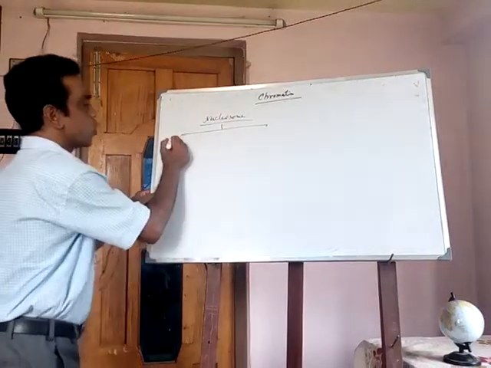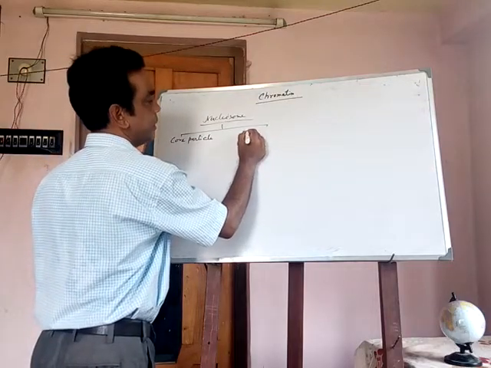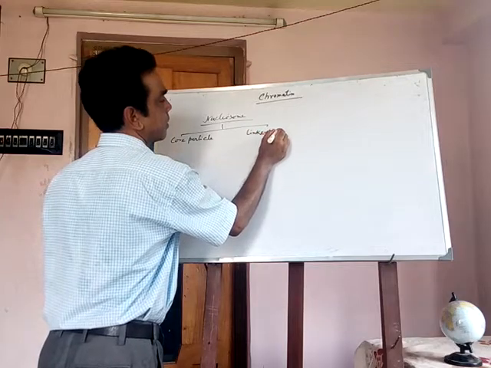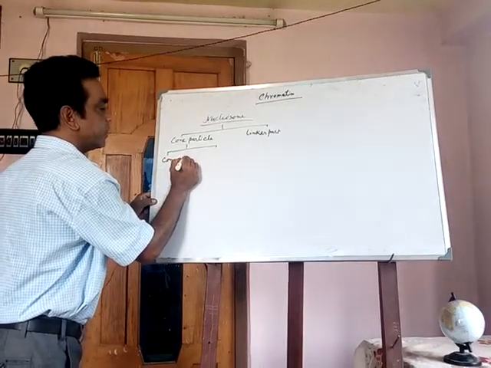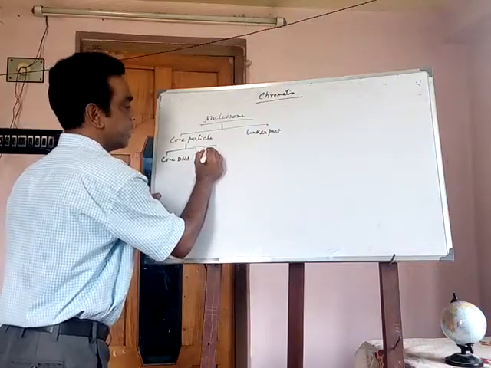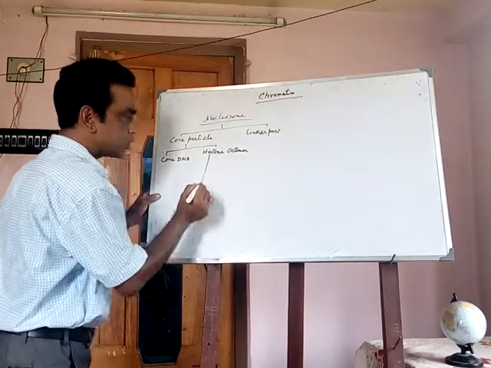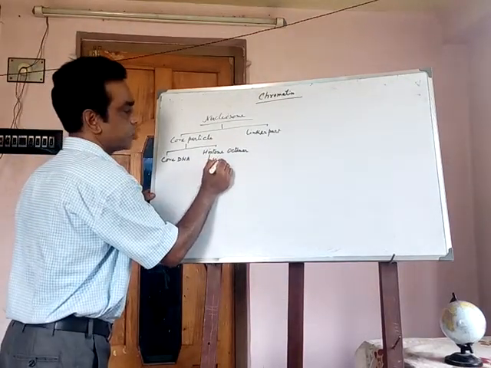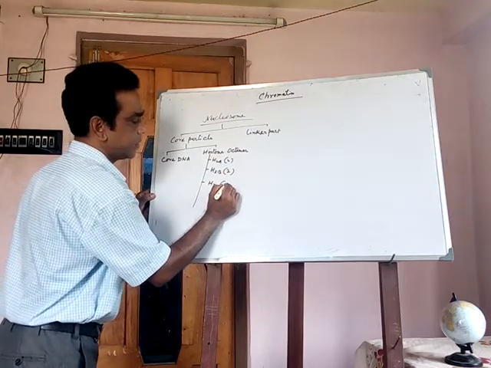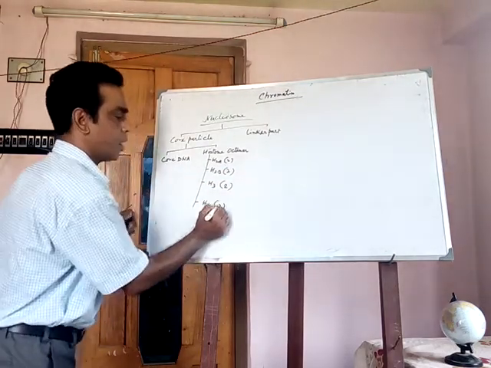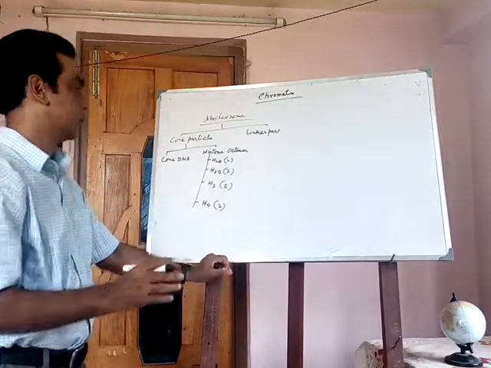Nucleosome is made by two separate parts, that is core particle and linker part. Core particle is made by the core DNA and histone octamer. Histone octamer is made by the H2A dimer, H2B dimer, H3 dimer, H4 dimer. All of the histone proteins make the octamer of histone part. That is the core part.